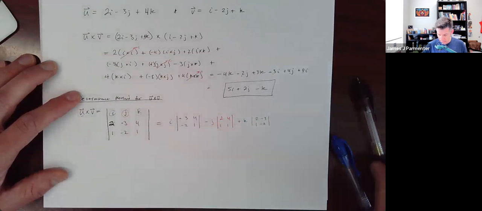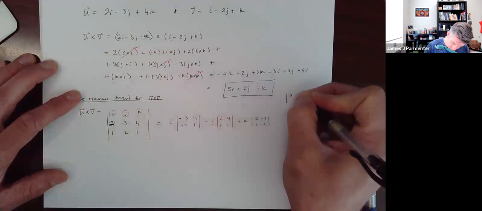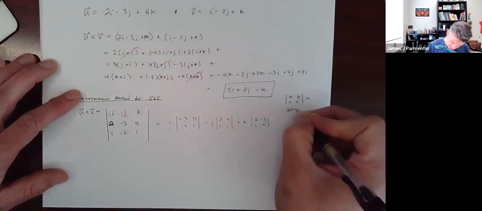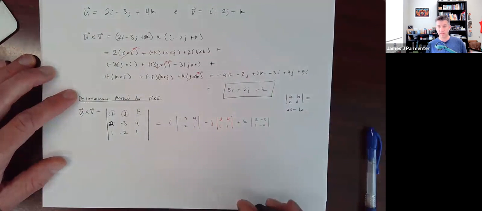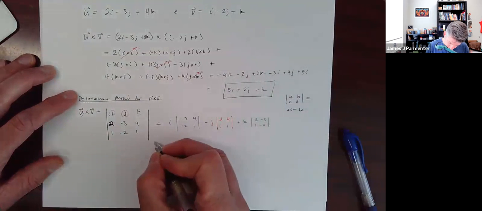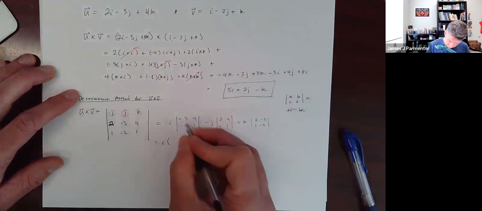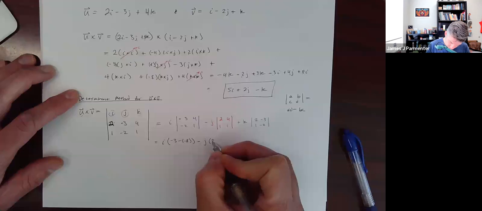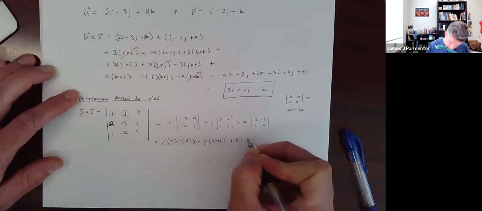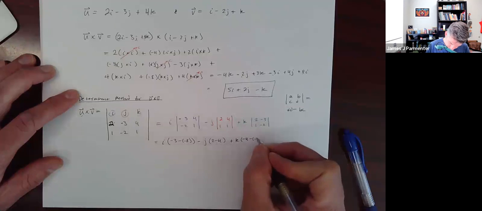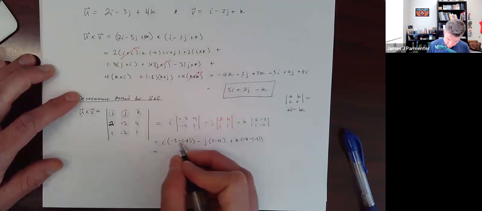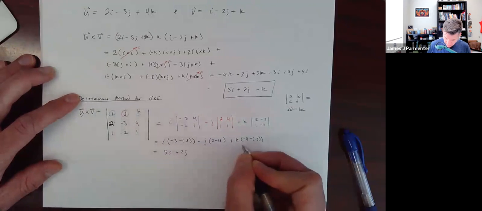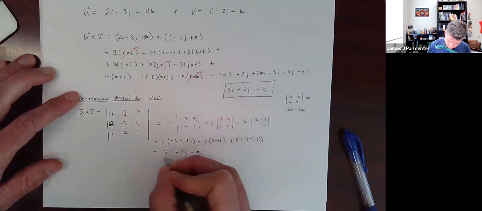And then, in case you didn't already know, the determinant of a 2 by 2 matrix, A, B, C, D, like that, is the product of the diagonal elements minus the product of the off diagonal elements. So AD minus BC. So here, calculating this, we're going to get I times -3 minus -8. We're going to get minus J times 2 minus 4. And we're going to get plus K times -4 minus -3. Which ends up being -3 plus 8 is 5I. -J times -2 is plus 2J. And K times -4 plus 3 is minus K. Same answer.